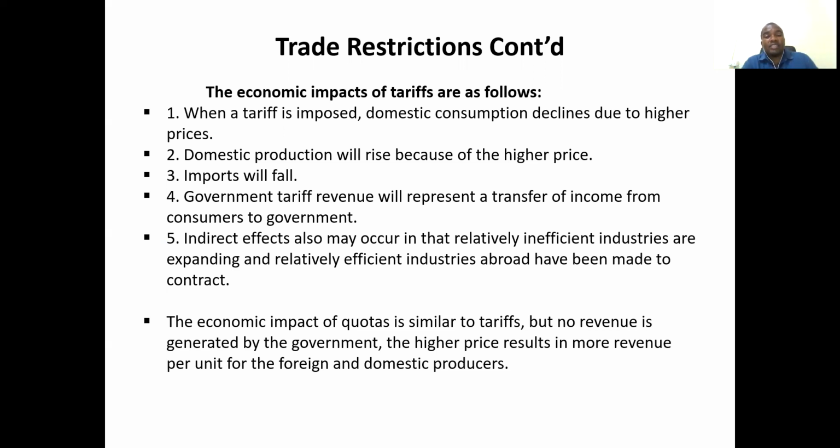Domestic production is expected to rise, let me put it that way, because of the higher price. Imports may decline, which will save forex and also protect domestic producers. Government tariff revenue transfers income from consumers to the government. And then indirect effects may also occur in that relatively inefficient industries will be expanding and relatively efficient industries abroad will be contracting due to the existence of the tariff.